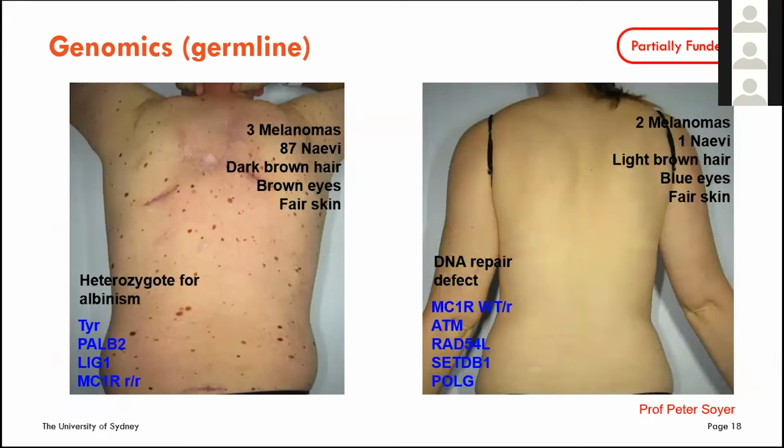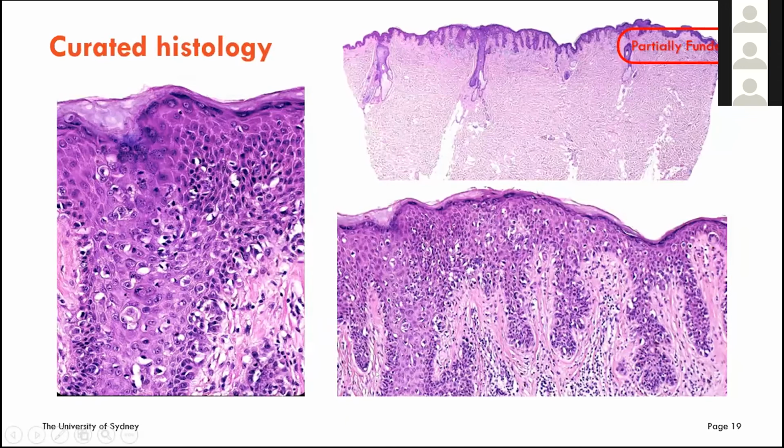We're going to look at genomics. These are patients that have skin cancer. The patient on the left has some changes in the genome, and it means that the patient has 87 nevi and 3 melanomas. And you've got a patient on the right that has almost no nevi, only 1, and still has 2 melanomas because of a different genetic background. We're going to look at the histology of every single lesion, and we could do more tests on those histologies, on the lesions that need to be removed.